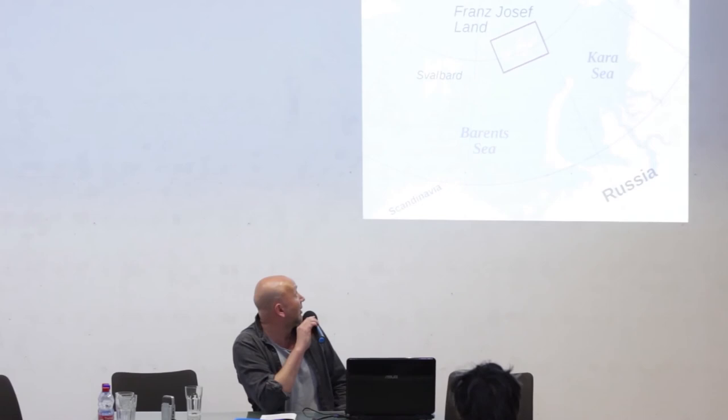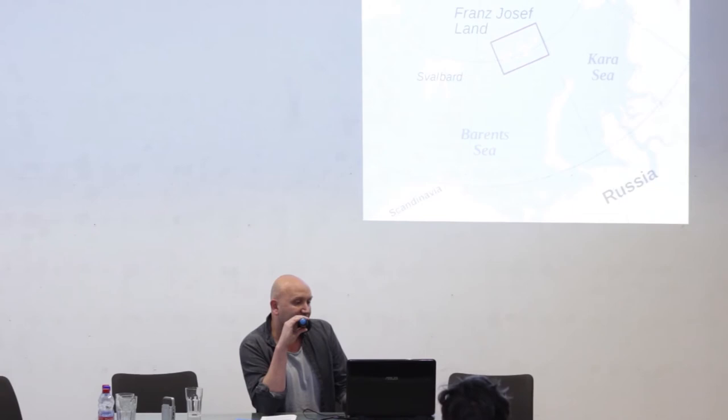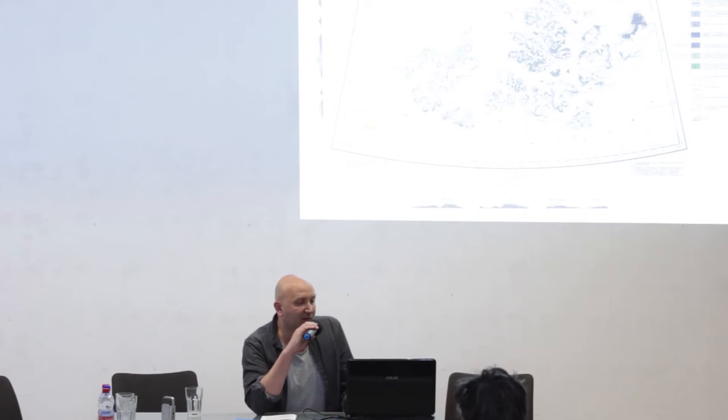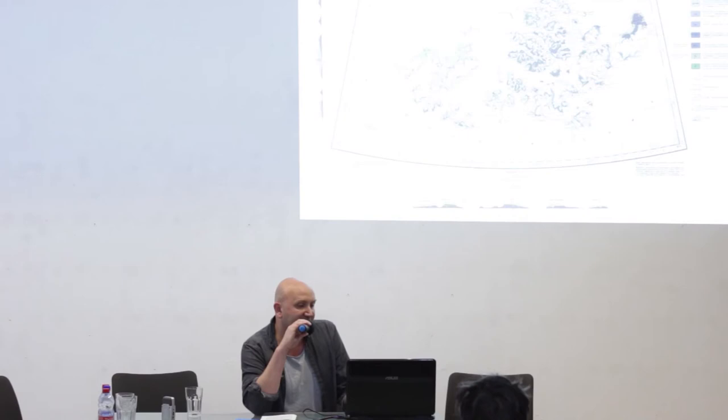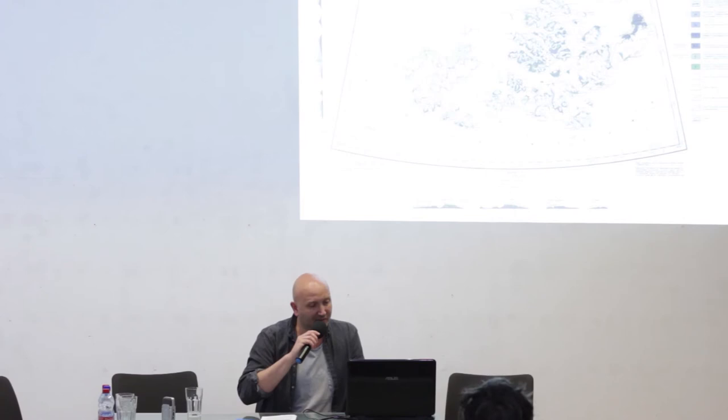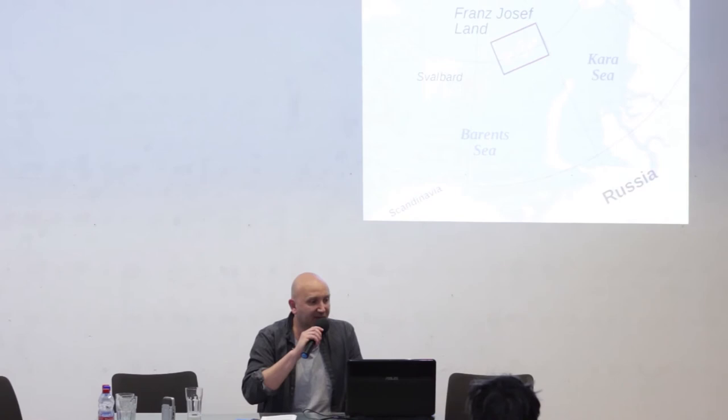This archipelago was discovered by an Austro-Hungarian expedition at the end of the 19th century. And it was a no man's land, terra nullius, for decades, until in 1926 the Soviet Union annexed this territory. Even if it's almost completely uninhabited today, of course it's a strategic territory, next to, you see, Svalbard, almost next to Greenland and Canada.